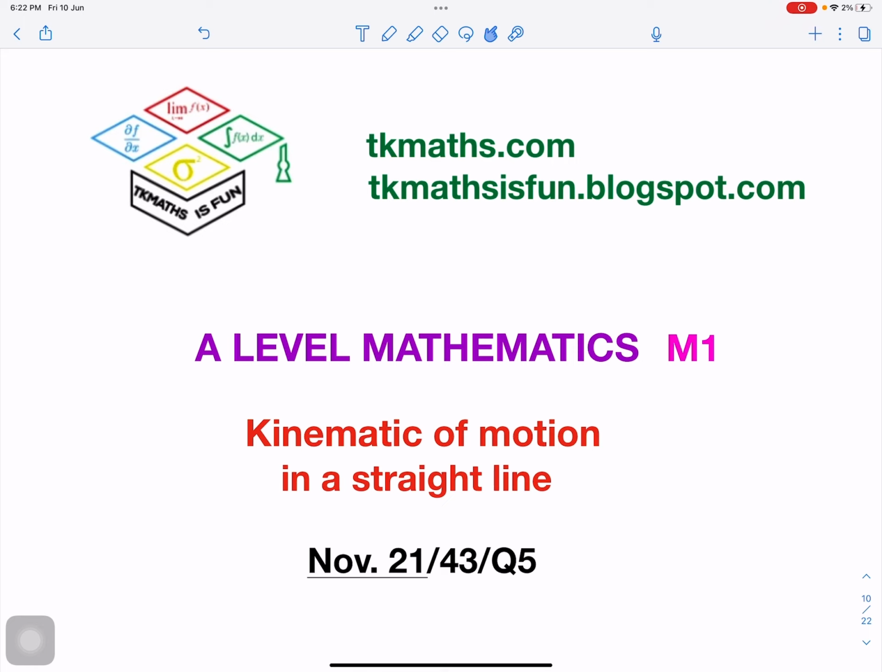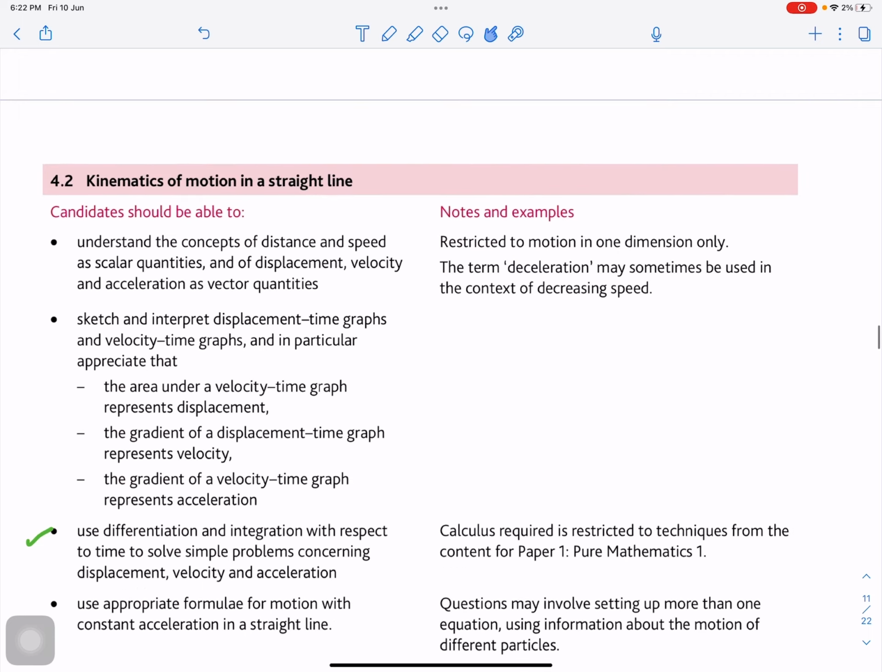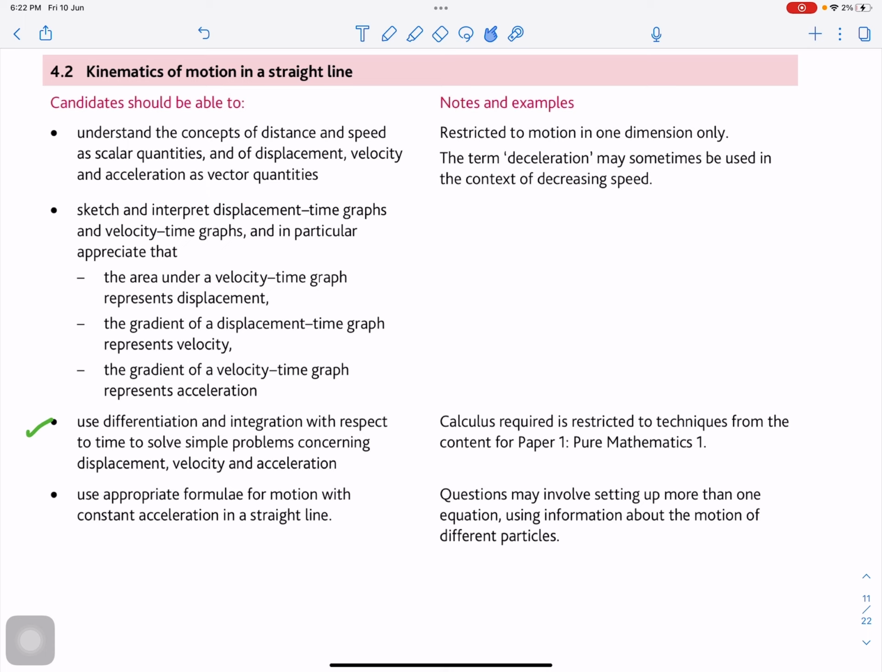In today's video, we will see a question on kinematics of motion in a straight line. This is a topic of the A-level mathematics syllabus M1. The question I've taken is from November 21, variant 4.3, question 5. The topic kinematics of motion in a straight line has various aspects. You can see here in the syllabus list.